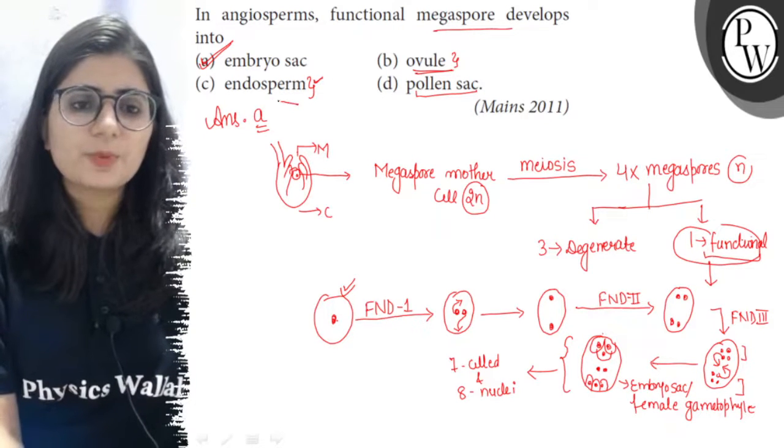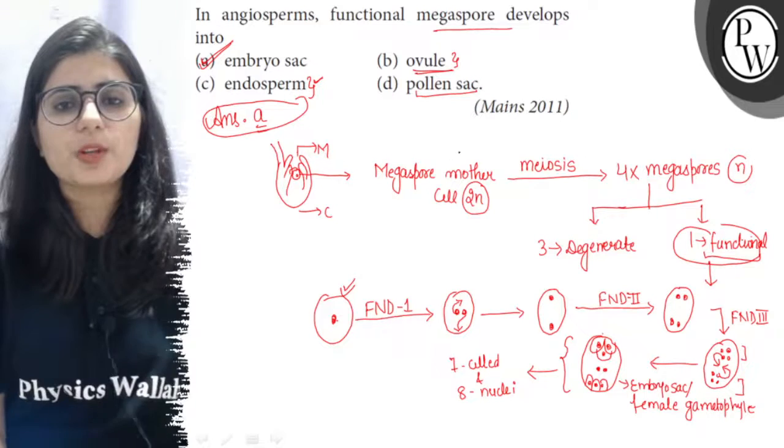So functional megaspore develops into the embryo sac. So option A is the correct option.